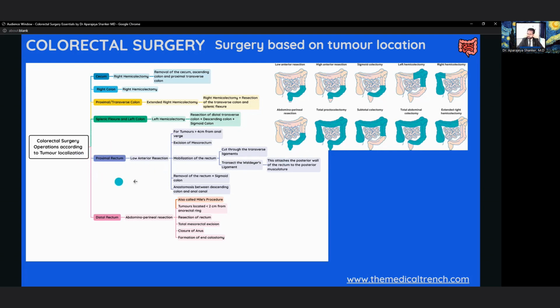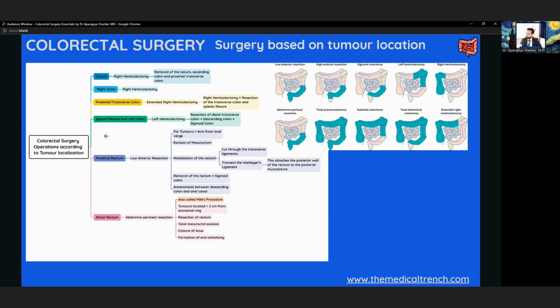Now, all of this has been given to you based on tumor location. I want all of you to pay attention to it. I'm so sorry. Yes, I want all of you to remember this thoroughly, go through it, and take your time to understand two things: tumor location and the type of procedure that is done. That's it. This is why I created this chart.